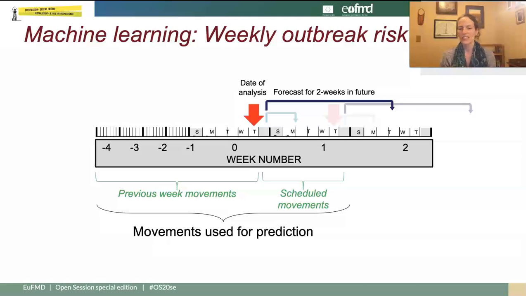But the fact is if we want information to be actionable to our partnering producers, we actually need to be able to give them some information early enough that they are able to respond to this information in some sort of mitigation or prevention step. So we use a total of 6 weeks of movement data, including 5 weeks of retrospective data, as well as 1 week of the scheduled movements. And then we use this information combined with our infection status and environmental data to make the prediction about the following week, or 2 weeks in advance.